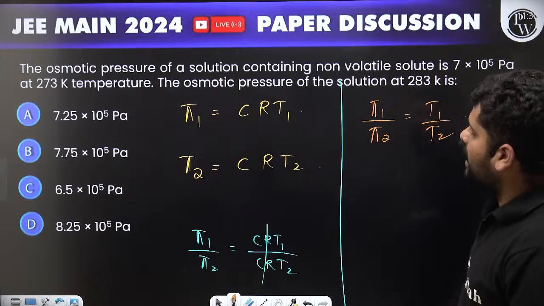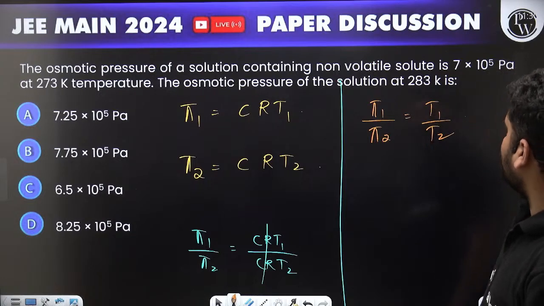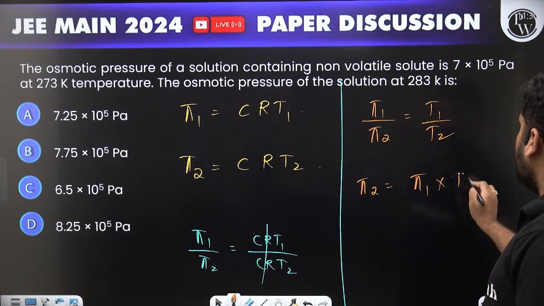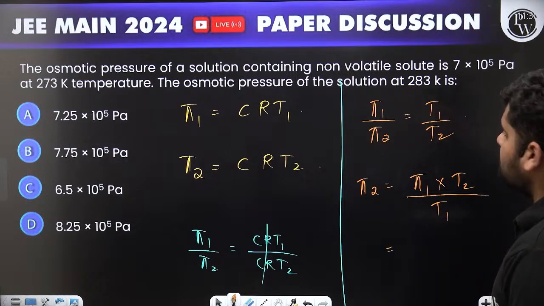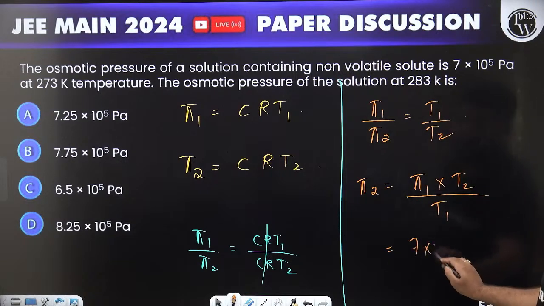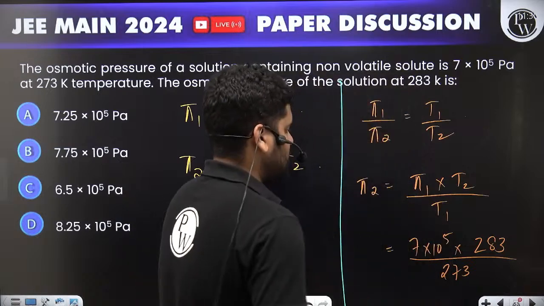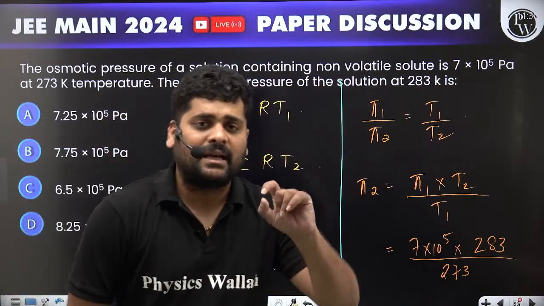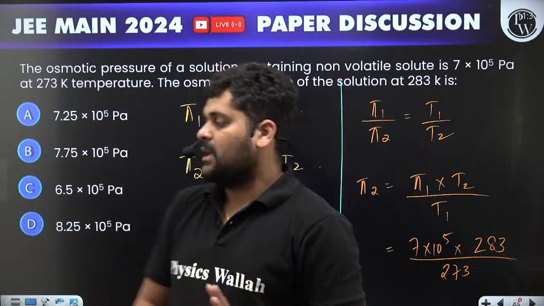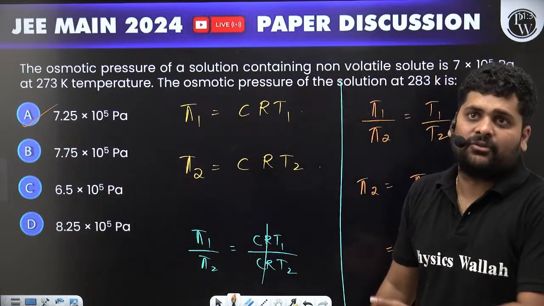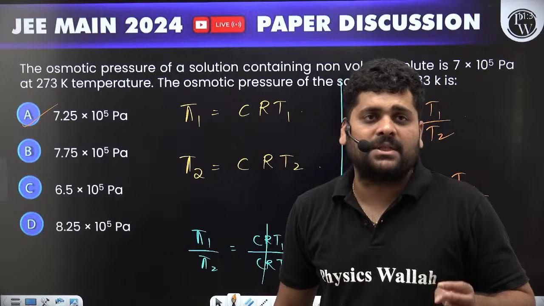Look at the value. What has been asked? The value of pi 2, isn't it? So pi 2 would be equal to pi 1 into T2 divided by T1. What is the value of pi 1? 7 into 10 to the power 5 into what is the value of T2? T2 is going to be 283 divided by 273. Just a simple calculation which we need to do. See the answer, 283 divided by 273. It is going to be something little higher than 1. Okay, so 7 into something little higher than 1 will be 7.25 into 10 to the power 5 Pascal. That will be our answer. The correct answer for this question is option A.